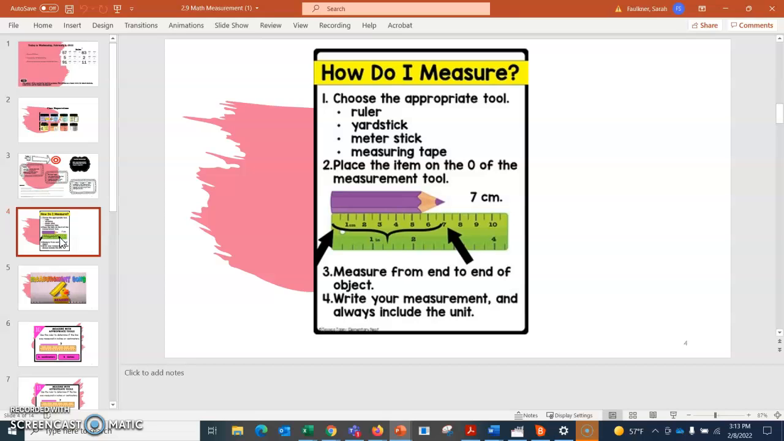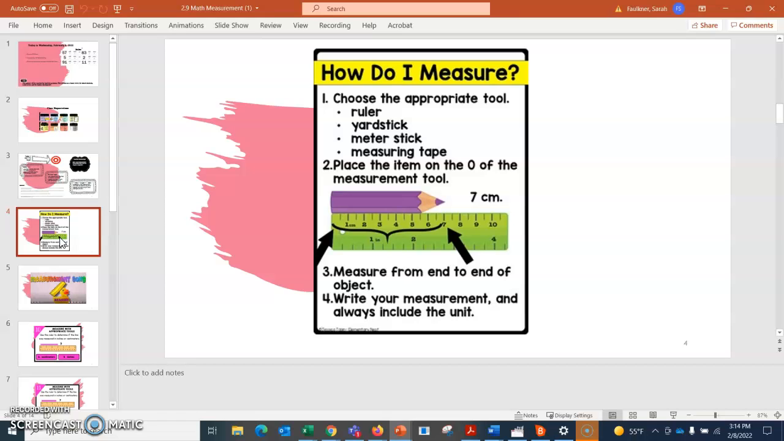The second thing is place the item at the 0 of the measurement tool. So you want to look at the ruler or whatever tool that you're using. Make sure that it's at the 0 end. Okay, you've got to look at the numbers, make sure it's at the 0 end. You also want to look and make sure that it's lined up at the very end. If it's not at the very end of it, then it's not going to give you the correct measurement.